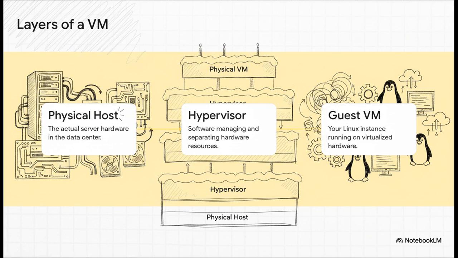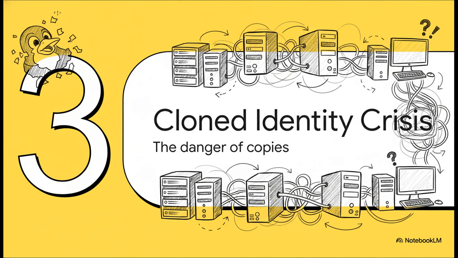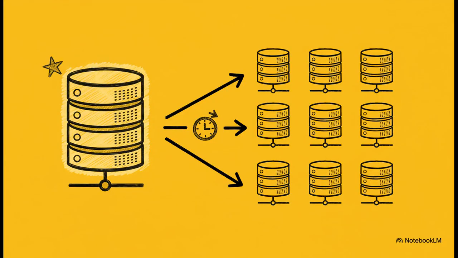And then, finally, sitting right on top of the hypervisor is your guest VM, your little Linux instance that has no idea it's not running on real hardware. All right, now we get to the most important part of this whole explainer, especially if you're studying for your certification. This is what I call the cloned identity crisis, and it's all about the hidden dangers of making a perfect copy. And let's be real, cloning is fantastic.